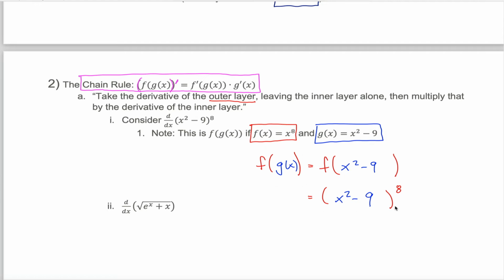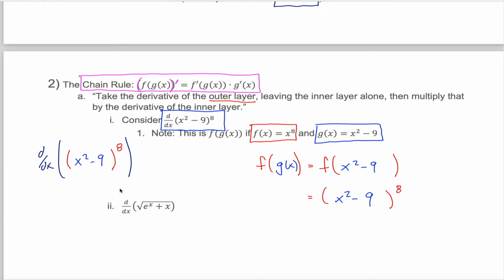Pretend you didn't do any of that work at all. Pretend I just started you with this question right here. Would you be able to look at this expression, the x squared minus 9 to the 8th power, and see an outer layer and an inner layer? The trick to using the chain rule is being able to take a question like what's written right here and being able to see this outer layer stuff being raised up to the 8th power and this inner layer, the x squared minus 9.